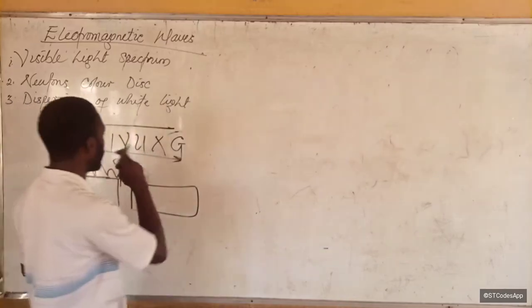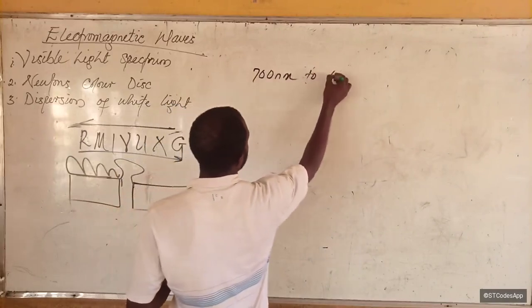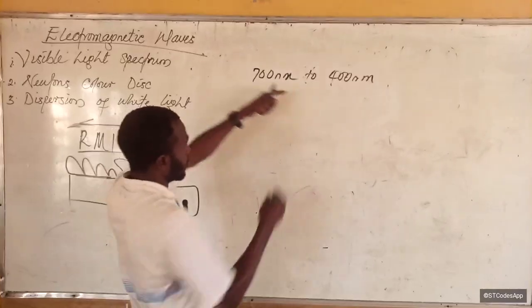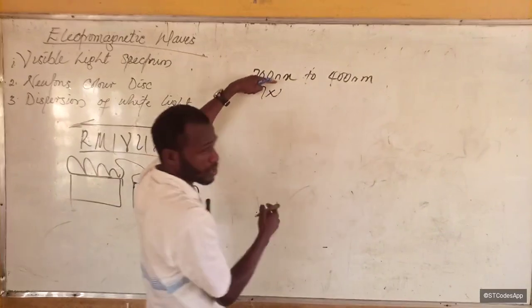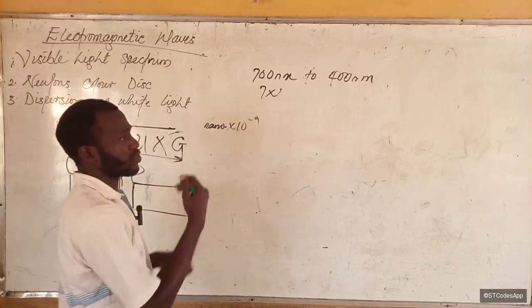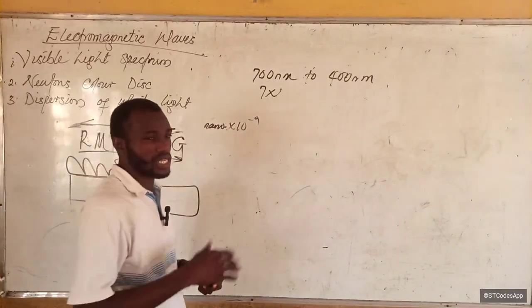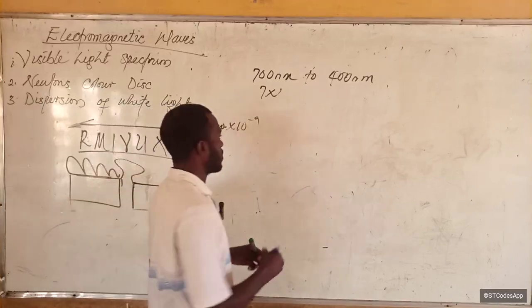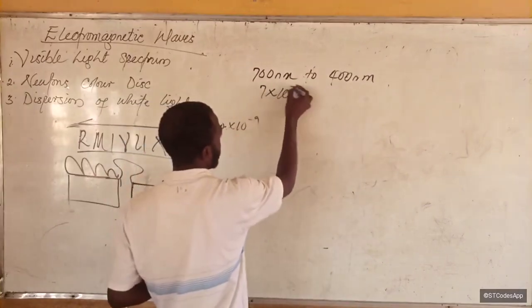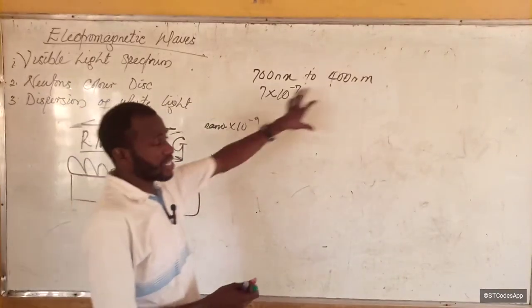The wavelength of the visible light spectrum ranges from 700 nanometers to about 400 nanometers, all right? And the word nano means times 10 to the power minus 9. Is that okay? I'm going to give us a list of those acronyms basically in the next video. So if this is 700 nanometers, that is 7 by 10 to the power minus 7 meters.